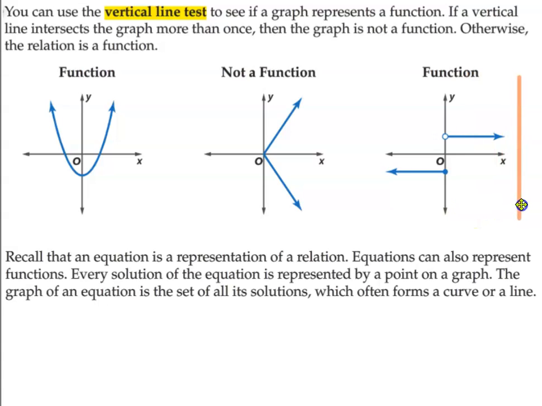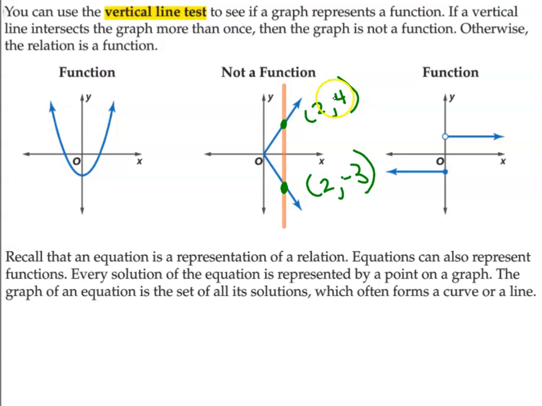That's called the vertical line test. And it actually is looking for repeating x's, right? If I had a point here, it might be the point 2 comma negative 3. If I have a point there, it might be the point 2 comma 4, right? Or 2 comma positive 3.